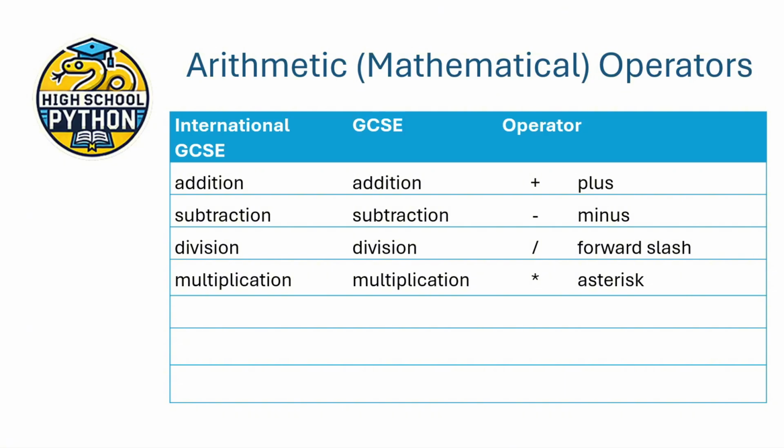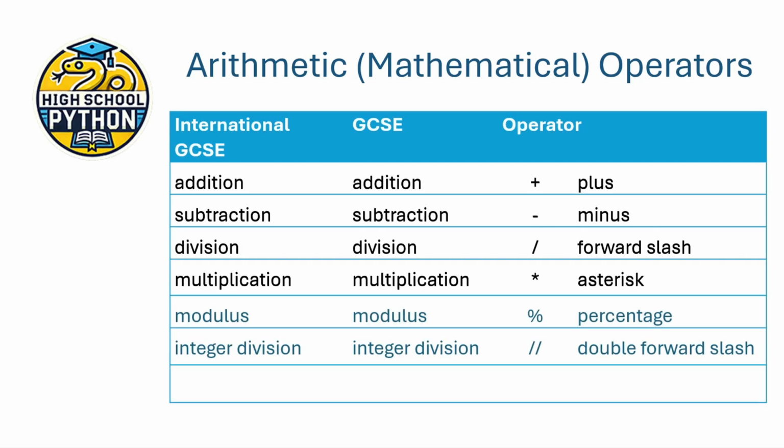Both specifications have all of your basic arithmetic operators: addition, subtraction, division, and multiplication. In pretty much all coding languages, the asterisk is used for multiplication and the forward slash for division. Both specifications include variations on division: integer division, sometimes referred to as floor division, and modulus, which returns the remainder from a division as a whole number. Finally, we will look at exponentiation, sometimes better known as power.